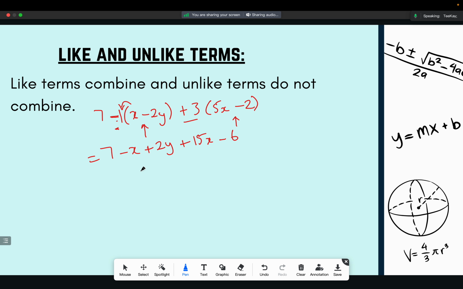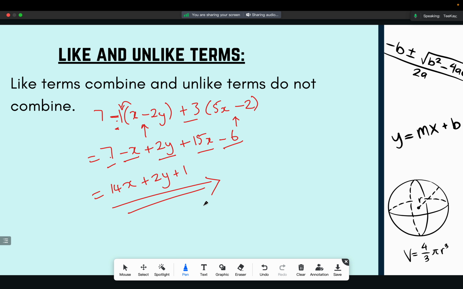So now let's try not to bring them together. Let's just jump to the stage where we write our answer. First we say minus x plus 15x, here we have 14x. Then for the y, we just have one term, so here we will say plus 2y. Then minus 6 and 7, so it's 7 minus 6, then we have plus 1. So our answer is this to its lowest term.